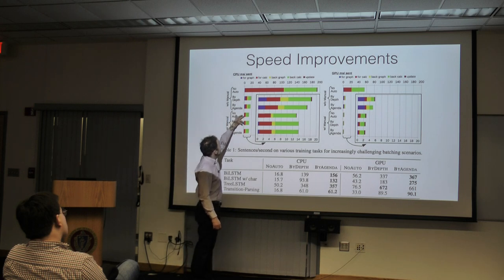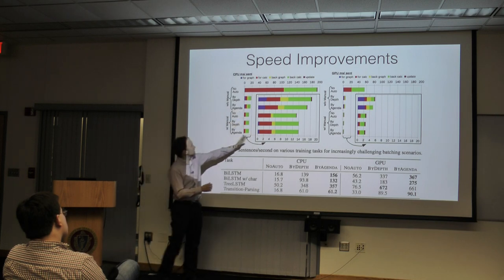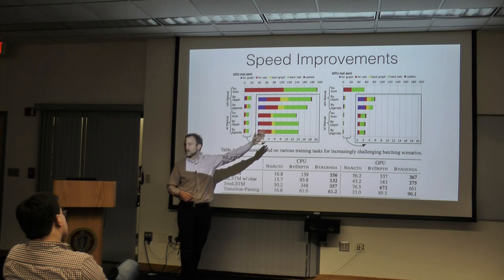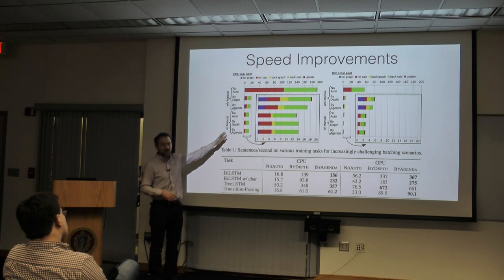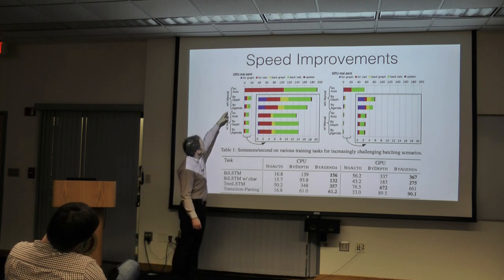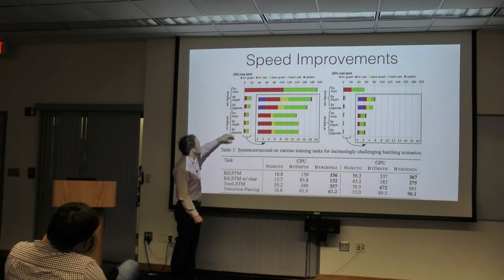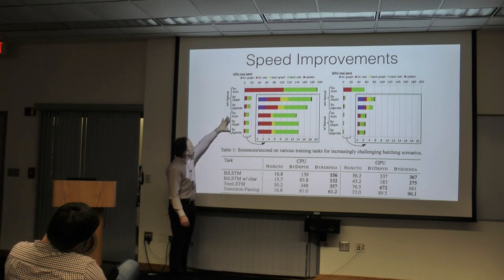You can see by comparing the first one and the fourth one that it's absolutely essential to do batching. Oh, sorry, this is time per sentence. So you can see it's like 20 times faster if you do batching. Then the second line and third line are two different varieties of our auto-batching algorithm. The third one is kind of like our proposed method.